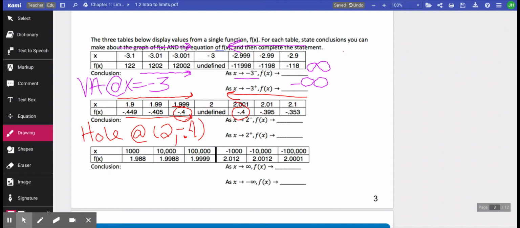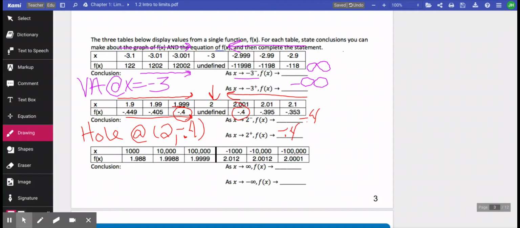Now, again, our statements here: as x approaches 2 from the left, it appears that our y's are approaching -0.4. Same thing from the right. So our y's are consistent as we approach that target x value of 2.